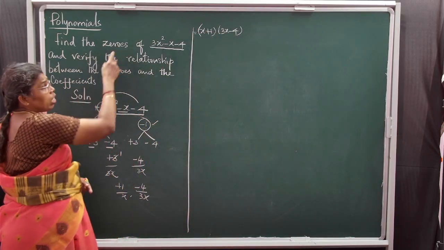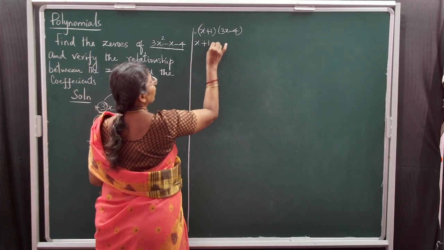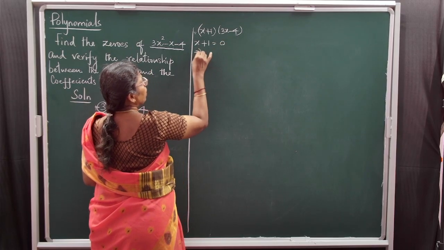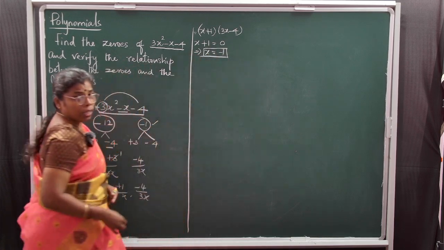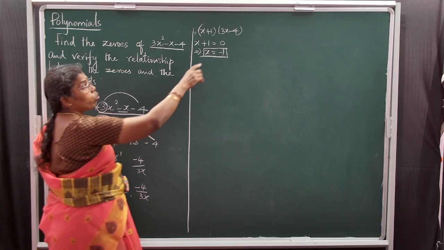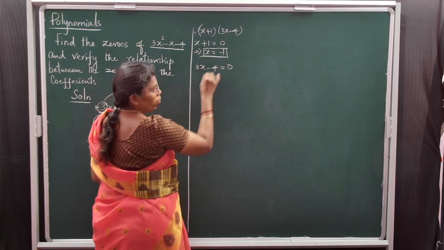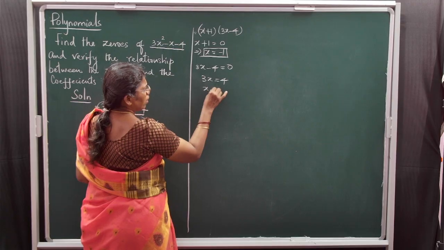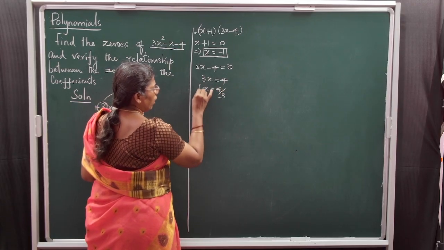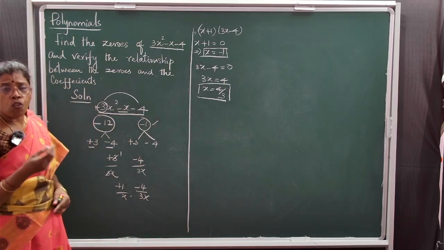But I need the zeros. How can I find the zeros? You write x plus 1 equal to 0, which implies x equals minus 1. This is one of the zeros. Let me find the other zero. So take the next bracket. 3x minus 4 equal to 0. That is 3x is equal to 4, x is equal to 4 by 3. So I have two zeros. One is minus 1 and the other one is 4 by 3.